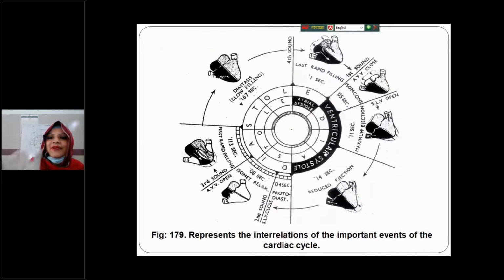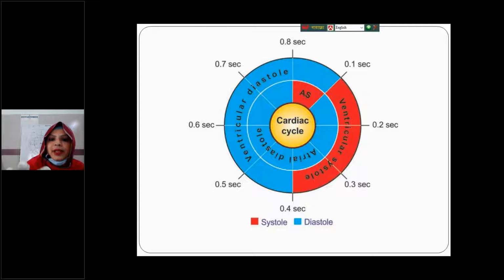First thing, this is the figure from C.C. Chatterjee, chapter 10, the figure of the cardiac cycle. But the easiest figure I have already drawn on the blackboard. Please draw this figure in your khata, what I have drawn on the blackboard. This is the cardiac cycle. See here, first atrial systole, 0.1 second. Atrial diastole, total 0.7 second. Now ventricular systole 0.3 second and ventricular diastole 0.5 second, total 0.8 second.